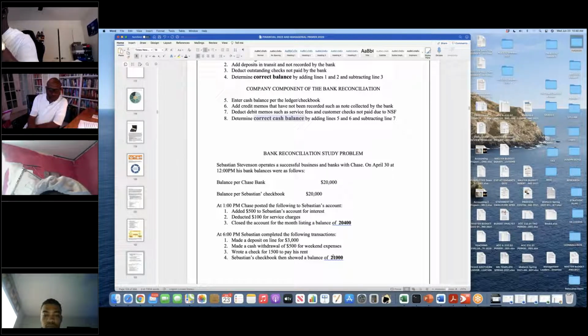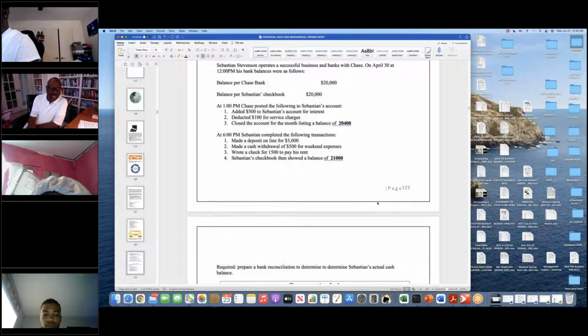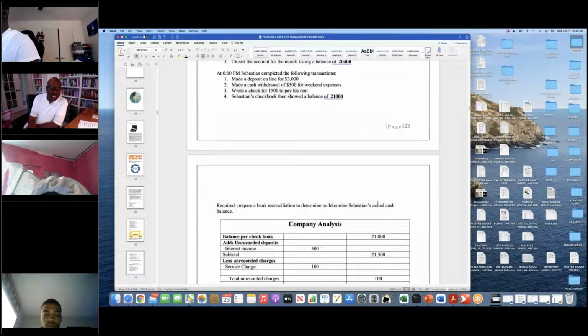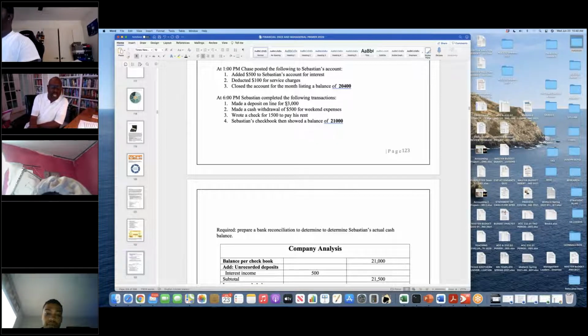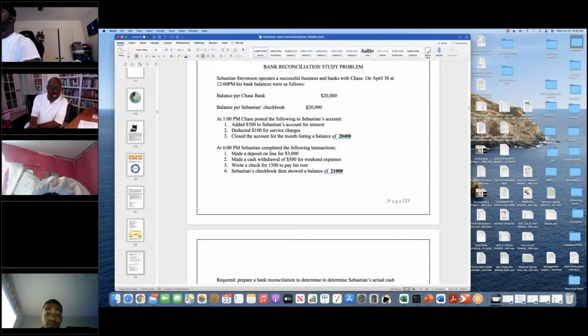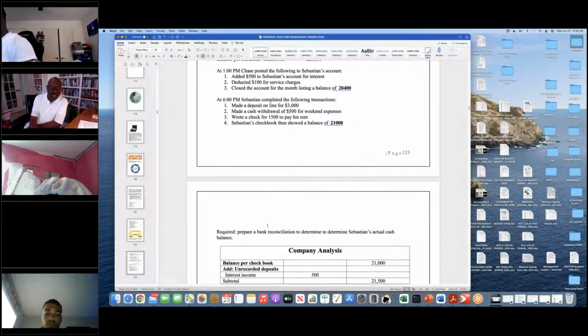Okay. So let's see if we can get to the correct cash balance. We did a company analysis first. Remember, after going from 20,000 to depositing 3, withdrawing 500, and writing a check for 1,500, the checkbook and the T account showed 21,000.